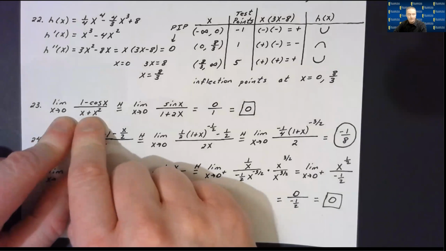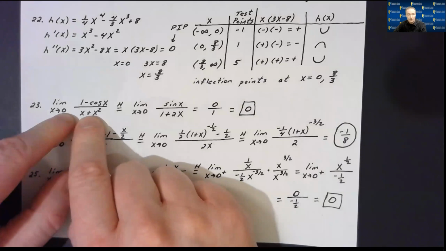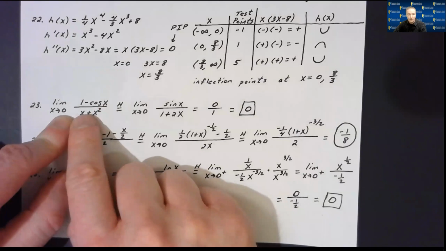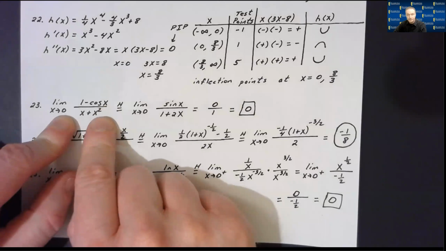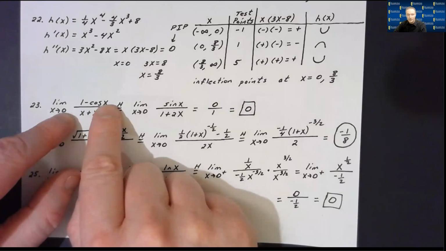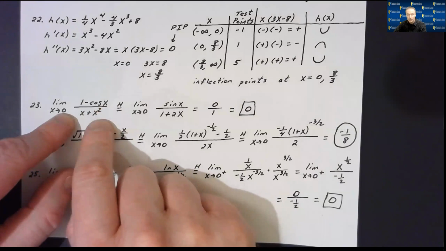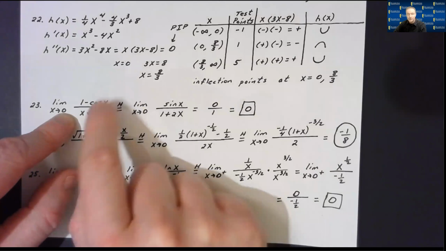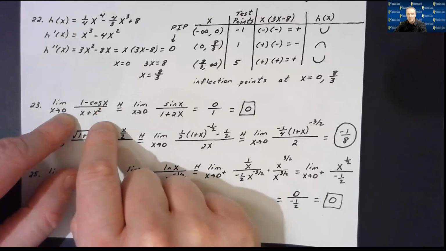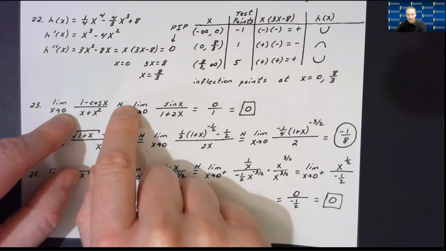Number 23, I have the limit as x approaches 0 of 1 minus cosine x over x plus x squared. Clearly, L'Hopital does apply because if I try to plug in a 0, my numerator is 1 minus 1. My denominator is 0 plus 0. So I get 0 over 0. That is indeterminate. L'Hopital should be able to help.